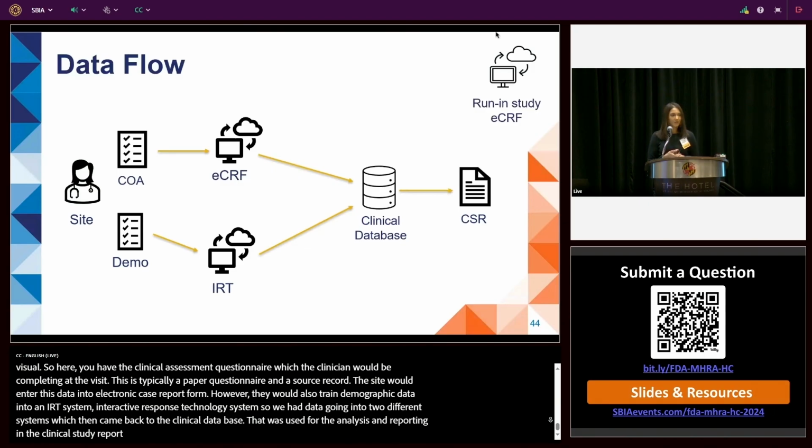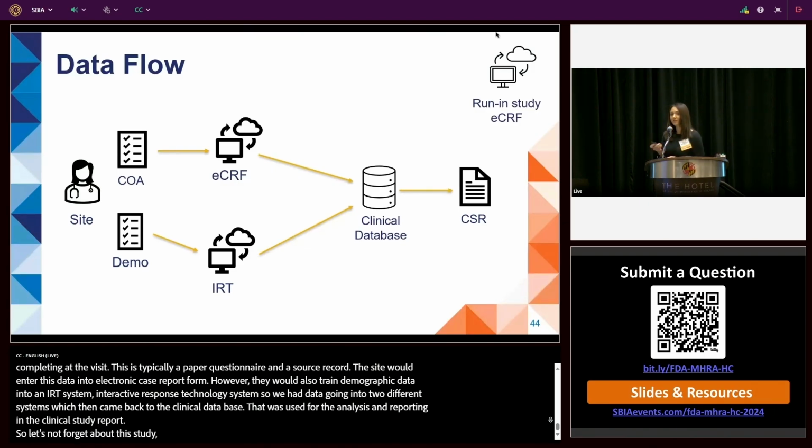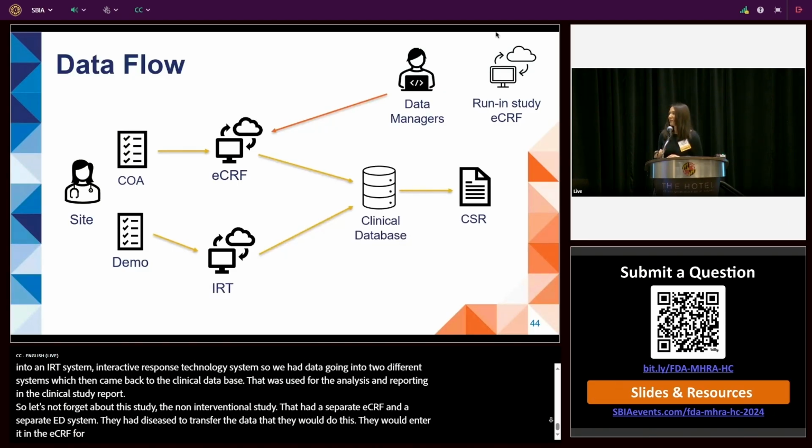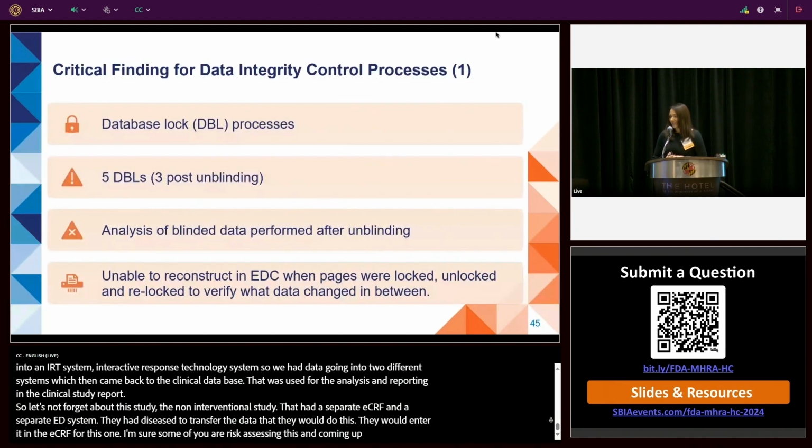So let's not forget about that run-in study, the non-interventional study that I mentioned. That had a separate eCRF and a separate EDC system. And so they had decided to transfer the data, that the data managers would do this and take the data from the end of study visit in the run-in study and enter it into the eCRF for this one. Now, I'm sure some of you are already risk assessing this and are coming up with some potential issues they could find. So let's see what happened next.